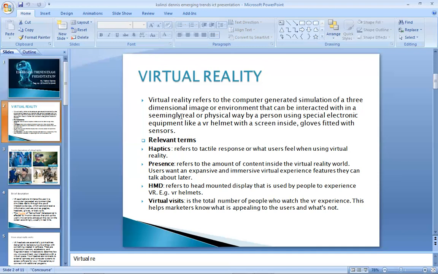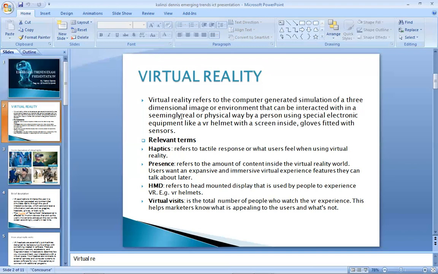Presence refers to the amount of content inside the virtual reality world. Usually users want a virtual reality experience that is expansive. Like, you created so many things in the virtual reality world that they can explore. Another term is HMD, and it refers to the head-mounted display that is used by people to experience virtual reality. This could be virtual reality helmets, it could be virtual reality glasses, and so on.